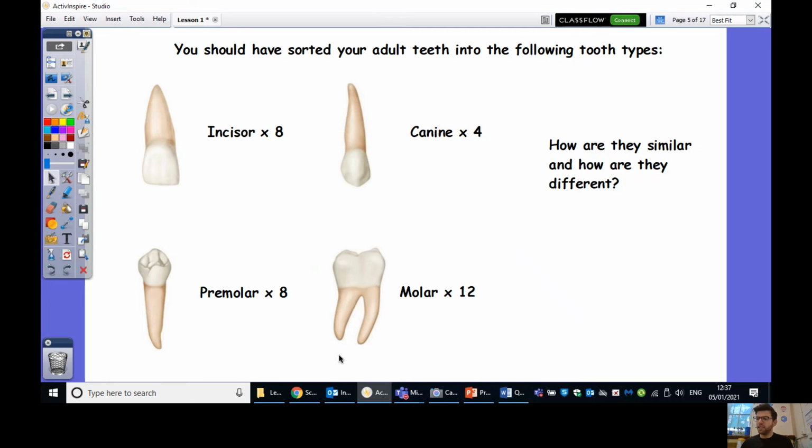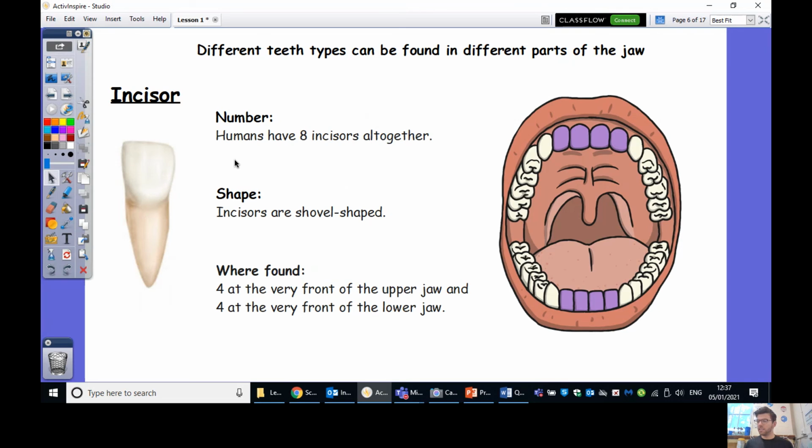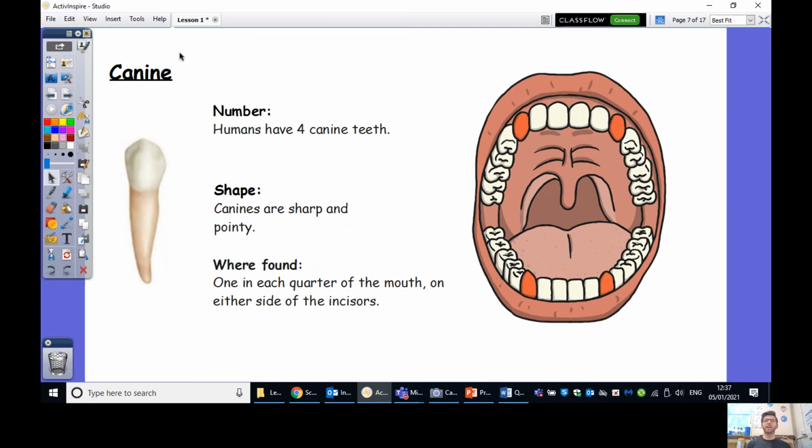So guys, hopefully you've managed to complete that section of the sheet with incisor, 8 and shovel shaped, and highlighted these teeth all in the same colour. Now we're going to go on to the second type of tooth that we're focusing on today, and that is the canine tooth. So again, repeat after me. Canine, canine. Excellent.